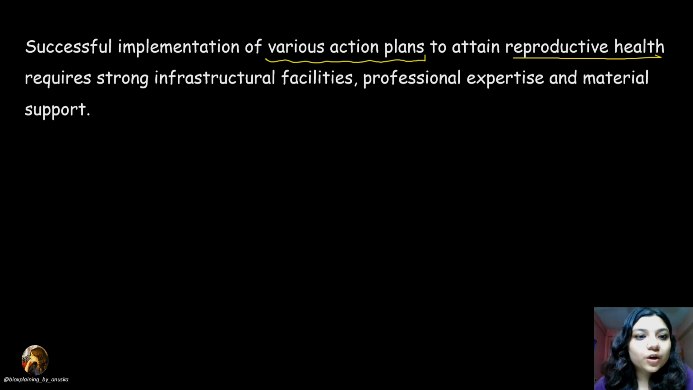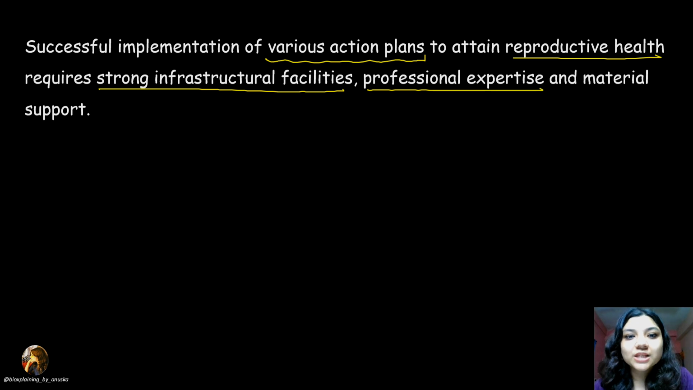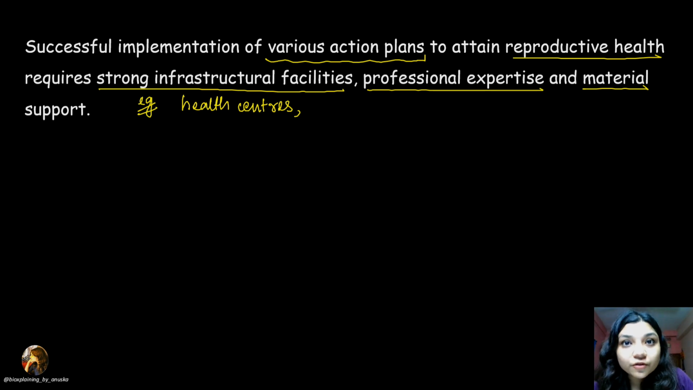So successful implementation of the various action plans, all that we have discussed for so long, to attain reproductive health requires strong infrastructural facilities, professional expertise and material support. Strong infrastructural facility means you need proper health centers, right? You need good health centers where people can come for all this help. You will need good hospitals so that the childbirth process is hygienic and prenatal and postnatal care can happen properly.